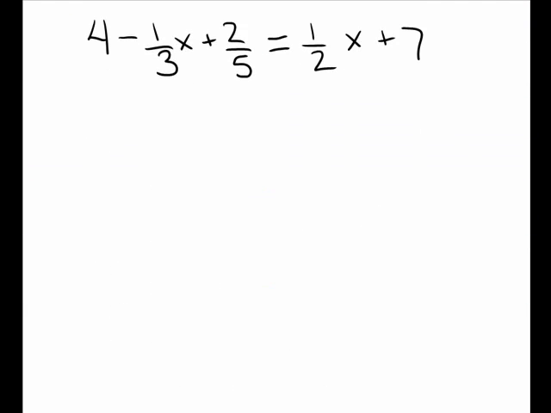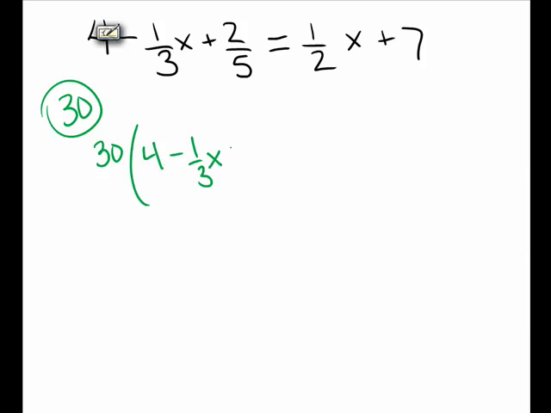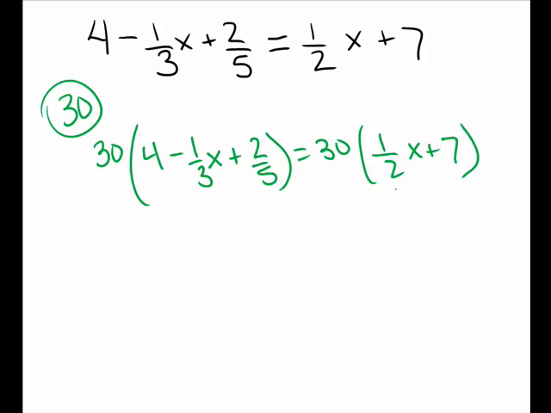Let's try it again. In this example, I have a 3, a 5, and a 2 in the denominator. So I asked myself, what is the least common multiple of these three numbers? What number do 3, 5, and 2 all multiply into? How about 30? So I'm going to take 30 times the entire left side of the equation, and I'm going to take 30 times the entire right side of the equation. Remember, it's okay to multiply both sides of an equation by the same non-zero value. You'll still result in an equivalent equation.